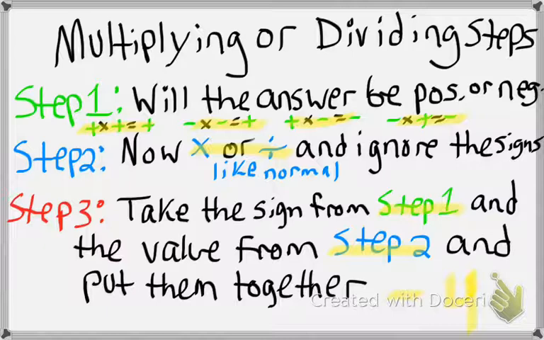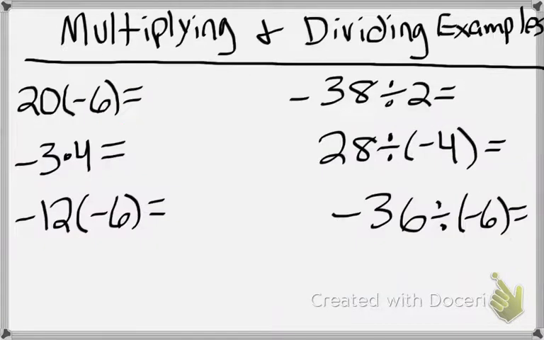But for every single question, I want you to come back to this page or this slide, and I want to make sure you are going over this every single question for multiplying or dividing. First, know it's going to be positive or negative, then just multiply and divide like normal, and then step 3, put those together. Alright, so take a look at the examples on this screen, multiplying and dividing examples. Now, I'm going to help you with the first couple, but then I want you to do the others. We're going to kind of model it together.